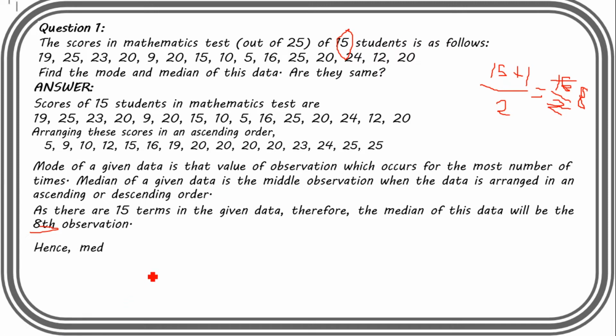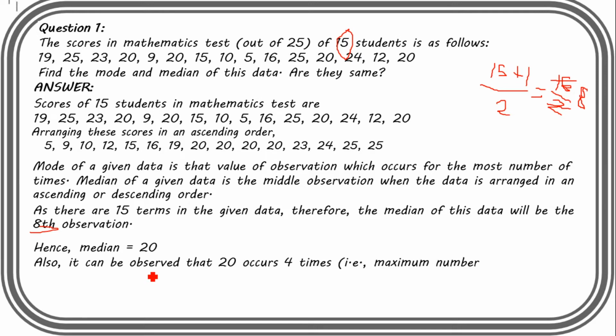Let's check how you have to write. Hence the median is equal to 20. Also it can be observed that 20 occurs 4 times, that is the maximum number of times. Therefore the mode of this data is equal to 20. So after that the question is, are they the same? So we can say that they both are the same. Why? Median is 20 and mode is also 20. So yes, both are the same. In this case both are the same.